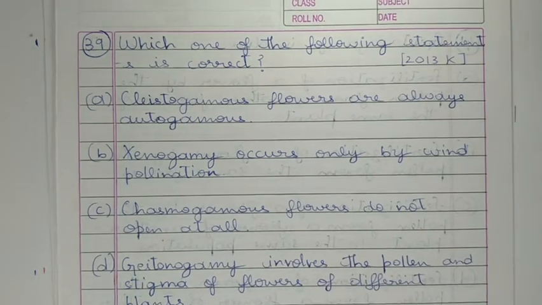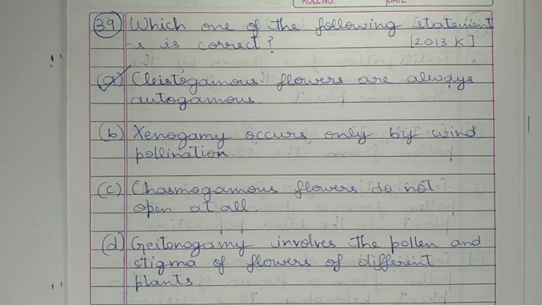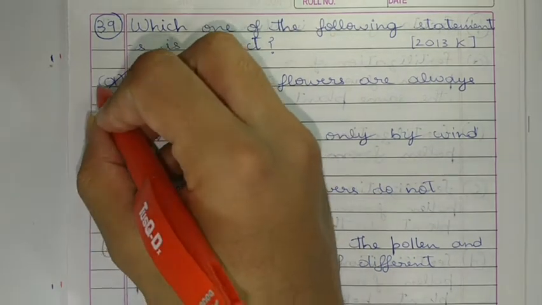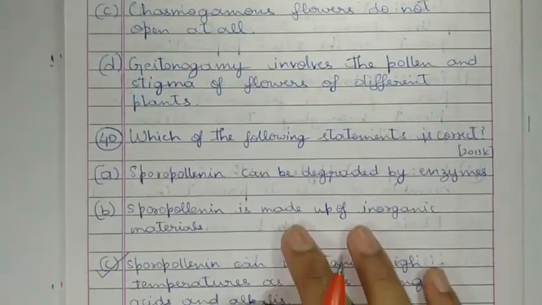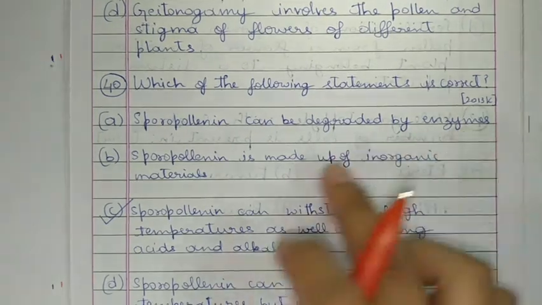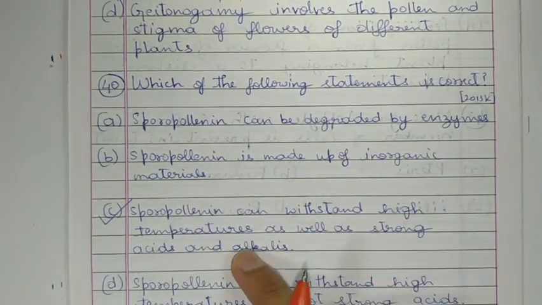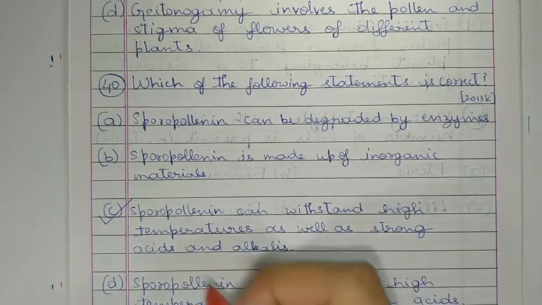39. Which one of the following statements is correct? Cleistogamous flowers are always autogamous is the correct option. 40. Which of the following statements is correct? Sporopollenin can be degraded by enzymes. Sporopollenin is made up of inorganic materials. Sporopollenin can withstand high temperatures as well as strong acids and alkalis. C is correct.